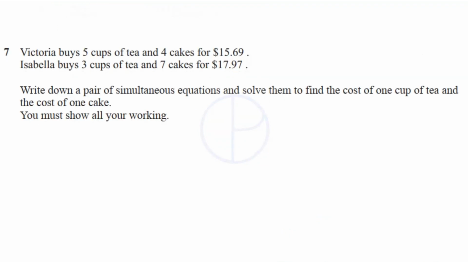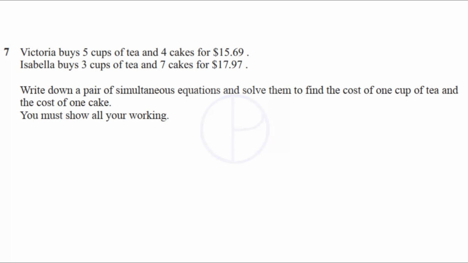The next question is, Victoria buys 5 cups of tea and 4 cakes for $15.69. Isabella buys 3 cups of tea and 7 cakes for $17.97. Write down a pair of simultaneous equations and solve them to find the cost of 1 cup of tea and the cost of 1 cake. You must show all your working.